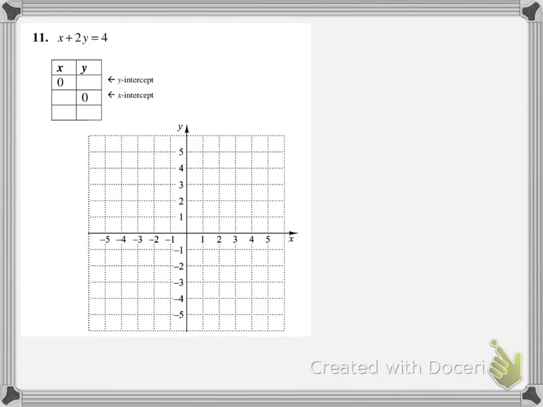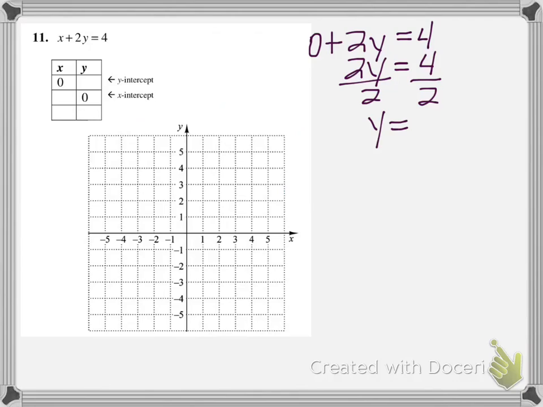So the first one I'm going to plug in, I'm going to plug in 0 for x. So that's 0 plus 2y equals 4. So that's 2y equals 4. Divide by 2. So it looks like y equals 2. So when I plug in 0 for x, I get 2.